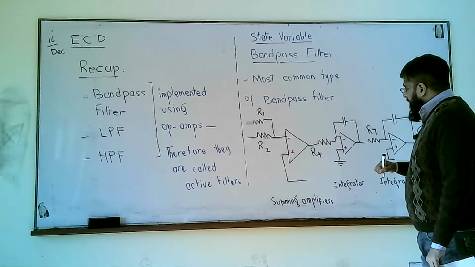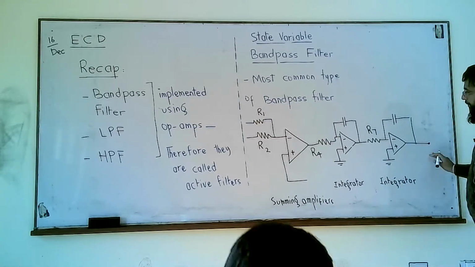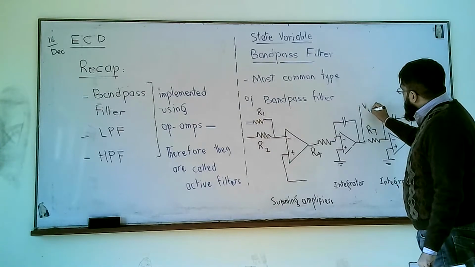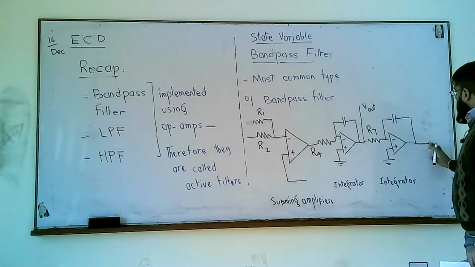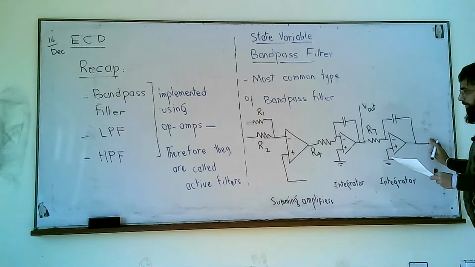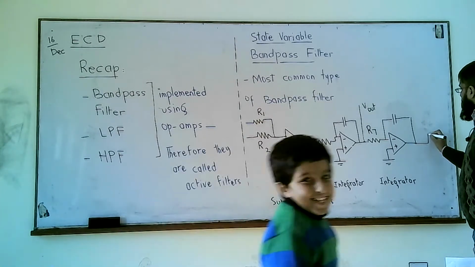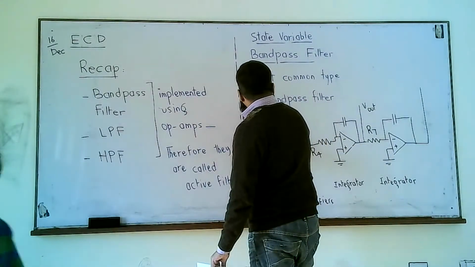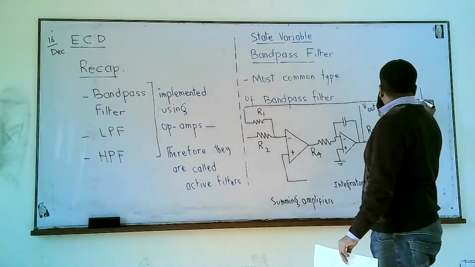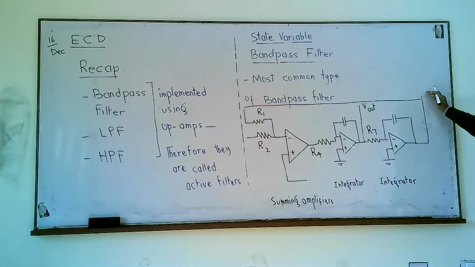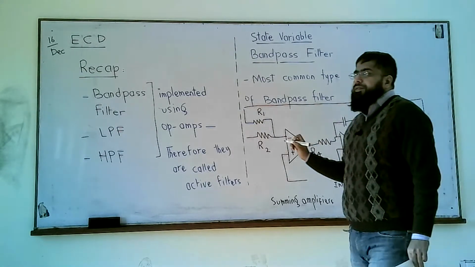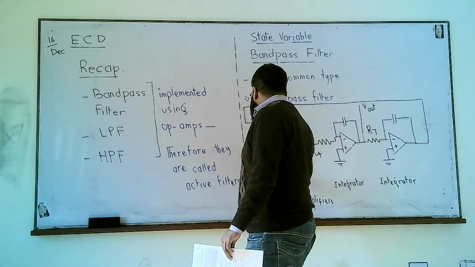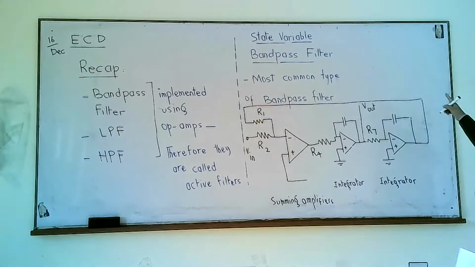In fact, this is not the output. The output is this one. This is our V out. So this gives us a feedback path from the output back to resistor R1. We apply input here, and from the second integrator, we have this feedback path.